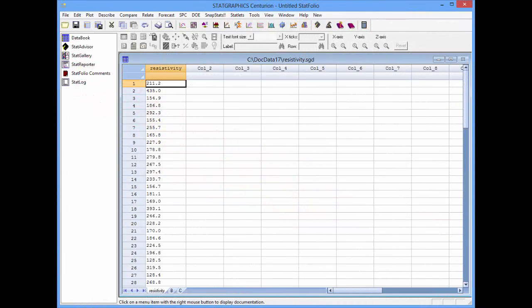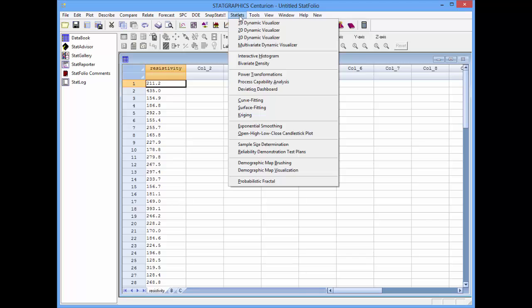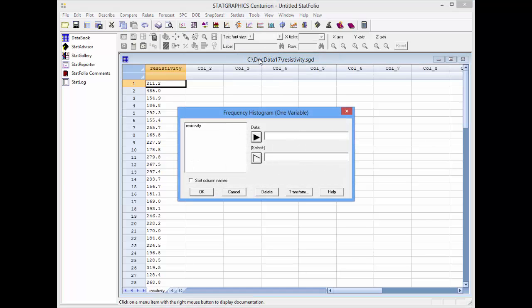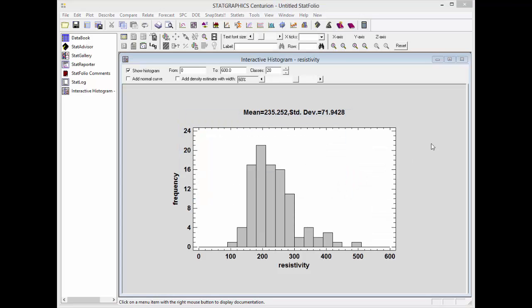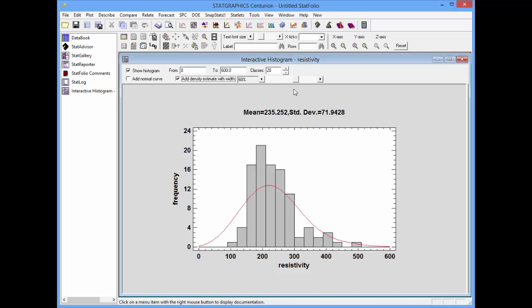I've loaded into the Statgraphics data sheet the resistivity of 100 electronic components. To get an initial look at their distribution, I'll go to the Statlet's menu and select Interactive Histogram. The data is resistivity, and when I invoke it, you'll see a histogram. I think it's quite obvious from the histogram that these data are not normally distributed. In fact, if I add a non-parametric density estimator to it, you'll see that there is some definite positive skewness in the data.